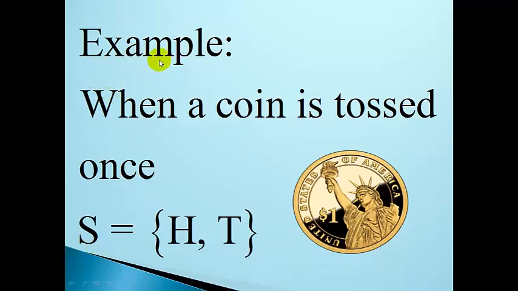Now, example, when a coin is tossed once, a coin has two sides. One side is called the head, and the other side we call the tail. So when a coin is tossed once, the sample space is either the head will show up or the tail will show up. So we have H, T, that is the sample space.